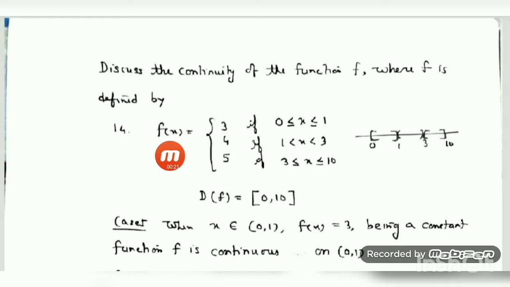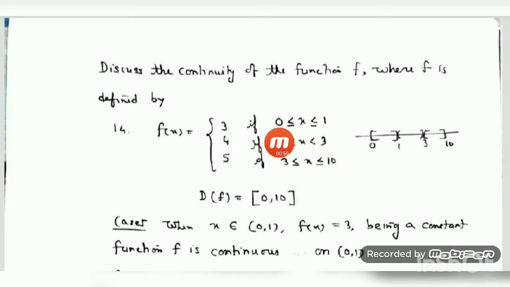f of x equal to 3 if 0 ≤ x ≤ 1, it's equal to 4 if 1 < x < 3, equal to 5 if 3 ≤ x ≤ 10. So you see, the critical points are 0, 1, 3 and 10. Let us mark all these points on the number line. So I have marked 0, 1, 3 and 10, these critical points.